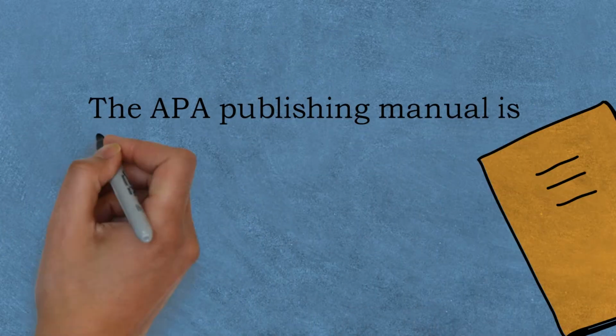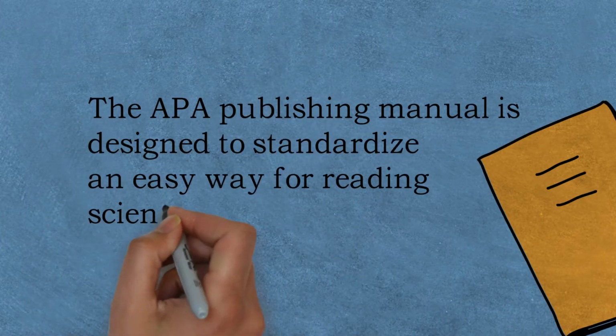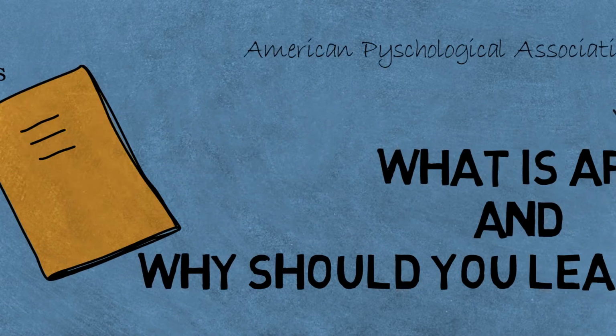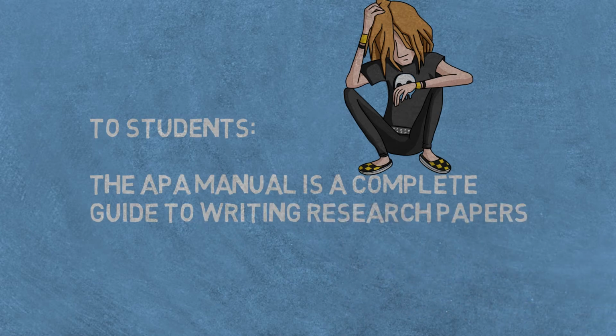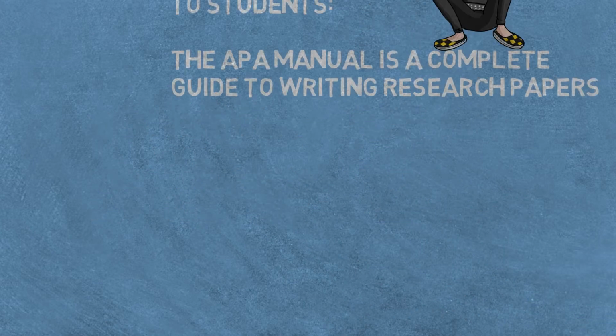The APA Publishing Manual is designed to standardize an easy way for reading scientific communication. So what exactly does that mean for students? The APA Manual is a complete writing guide to research papers.